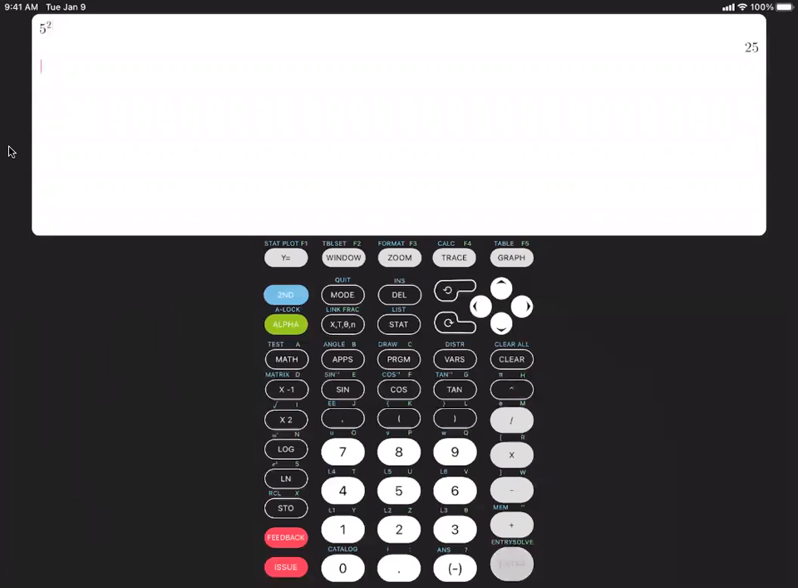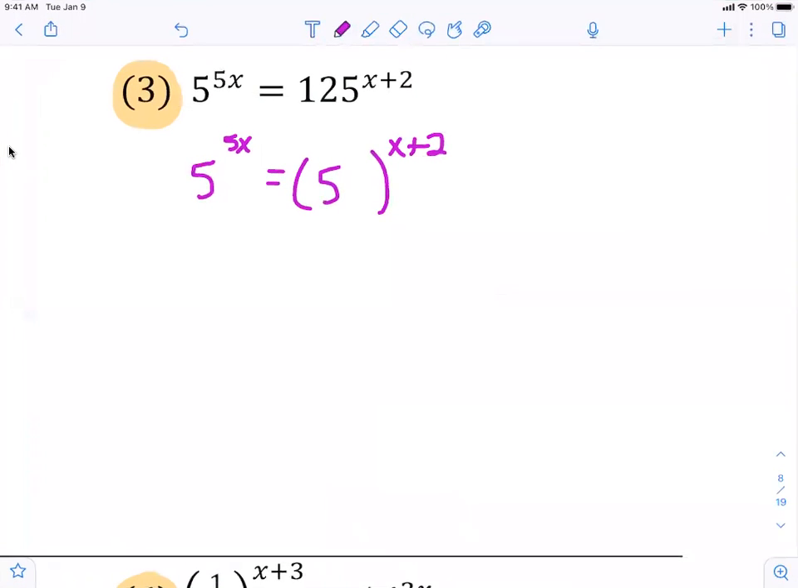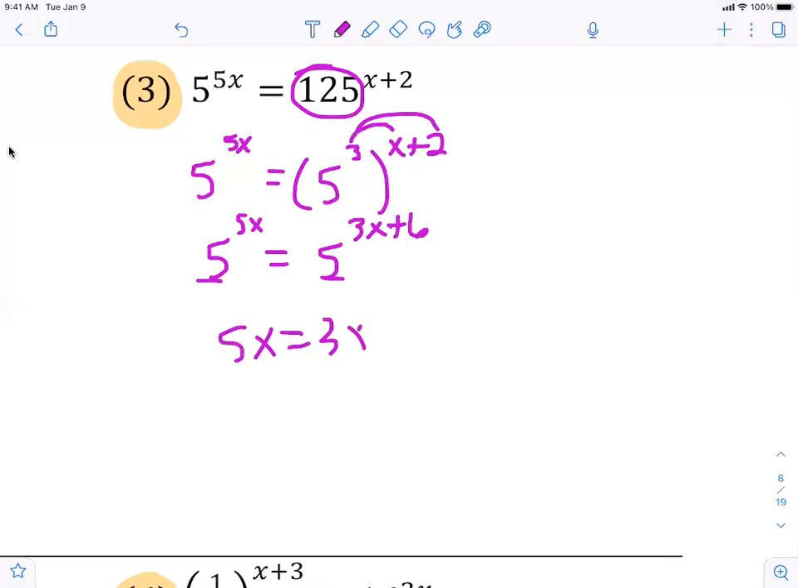If I go 5 to the second, we know that's not it. Well, let's try some of the other ones. 5 to the third. What do you know? 5 to the third is 125. So that just means I can replace my 125 with 5 to the third. Now, it might help to simplify a little bit before you set your exponents equal to each other. Here, I'm going to use the distributive property. That's going to be 5 to the 3x plus 6. But now that we have the same bases, we can set the exponents equal to each other and solve. Subtract 3x to the other side, which is 2x equals 6.